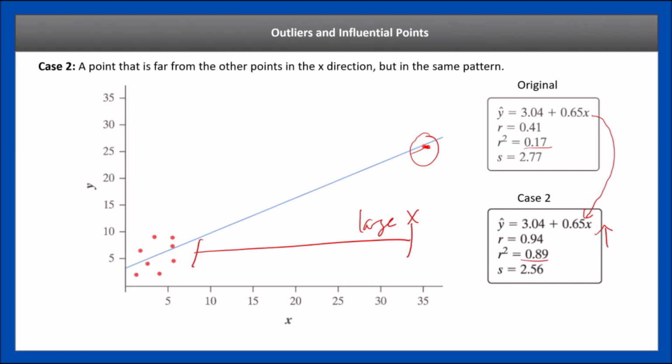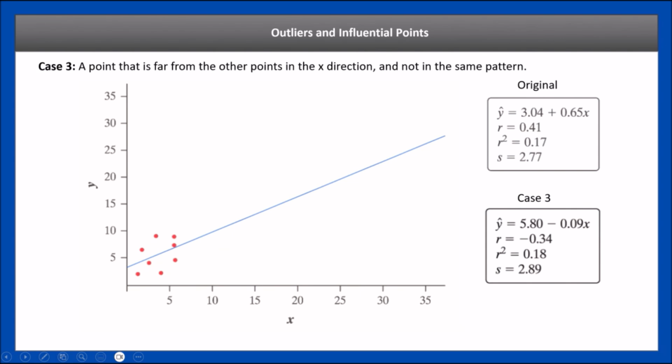Now notice, look at the standard deviation of residuals. It decreased in case 2, and that's because now that we have this influential point that is so close to the graph, it's going to decrease the residual overall, right? So overall, the residual is being decreased slightly because this point is very, very close to the line. So it decreases the average error, if you will. Okay, so this makes sense. So this is case 2.